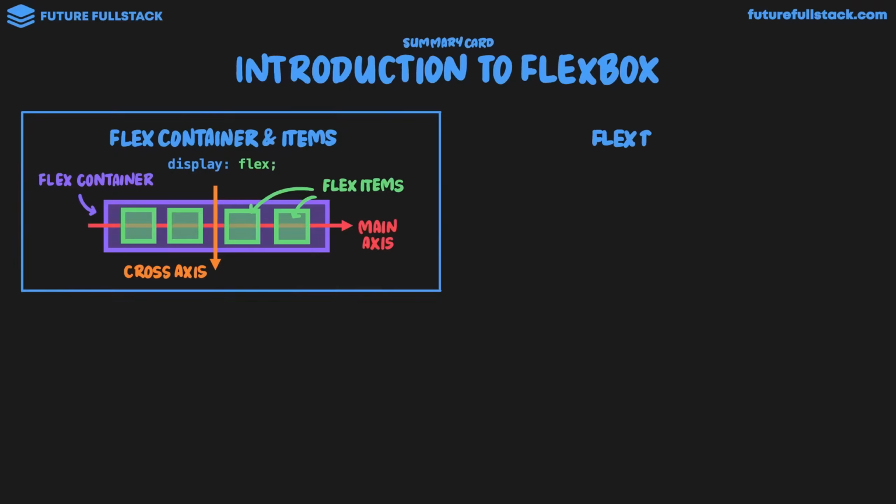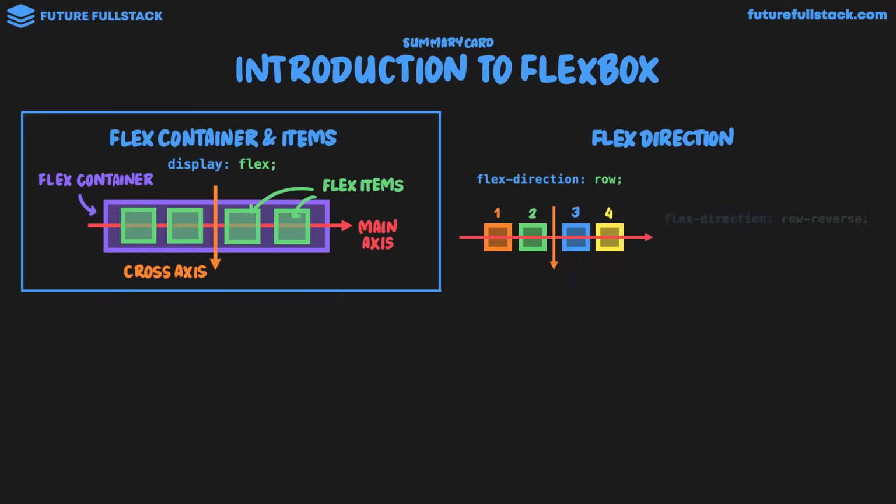We also looked at flex direction. We saw that there were 4 possible values. Flex direction row, where we have our main axis moving from left to right, and our cross axis moving from top to bottom. Flex direction row places our flex items in a row from left to right, so it would look like this: 1, 2, 3, and 4. We saw flex direction row reverse, where our main axis now moves from right to left. The cross axis is still from top to bottom.